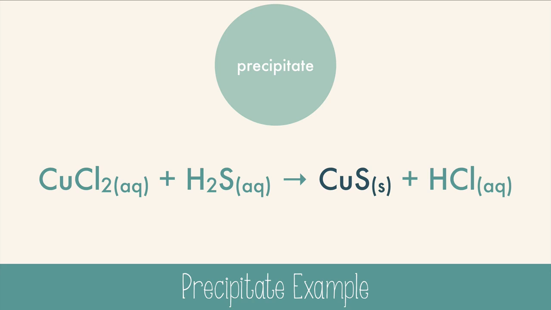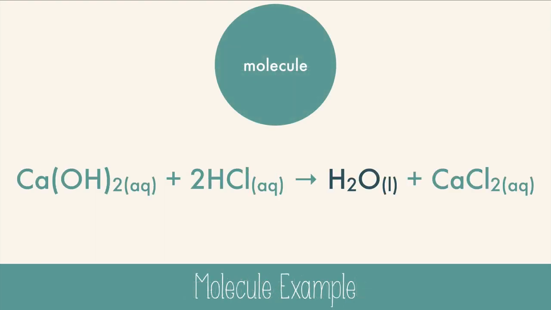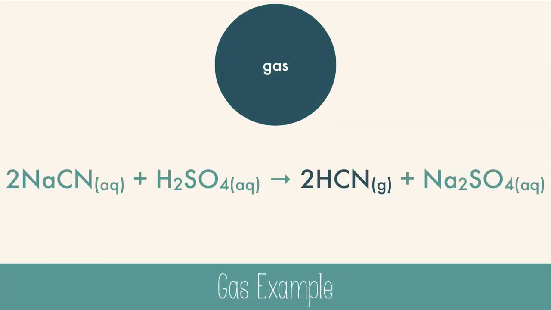Another possible product would be a molecule. In this example, we start with aqueous substances, but one of the products is a liquid, the water, and the other product is still aqueous. Lastly, another possible product from a double replacement reaction is a gas. Again, we start with an aqueous substance, sodium cyanide, sulfuric acid, but form a gas as a product, poisonous hydrogen cyanide gas. Don't try this one at home, folks.